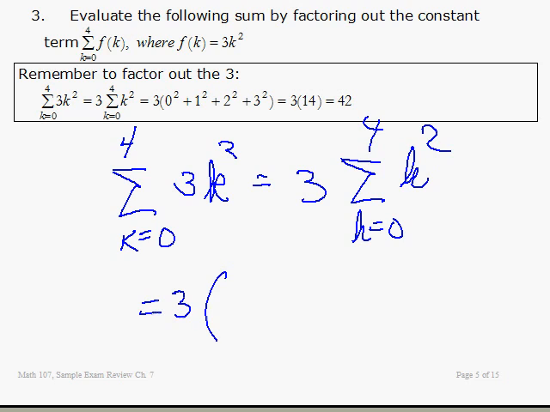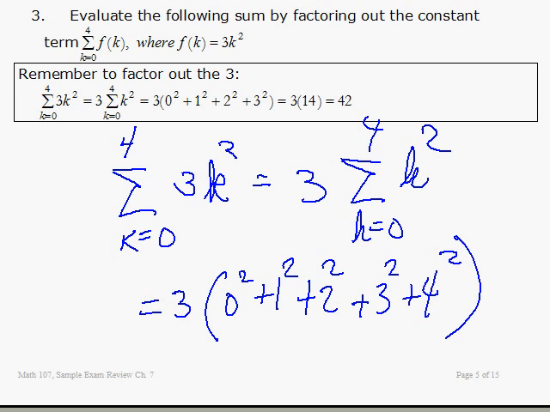So it's 3, put your parentheses, times 0 squared, 1 squared, 2 squared, keep advancing the counter until you get to its maximum value of 4 squared. Oh, very interesting. This needed a 4 squared in here, didn't it? Because you start at 0 and go to the maximum. In this case, it's a 4.